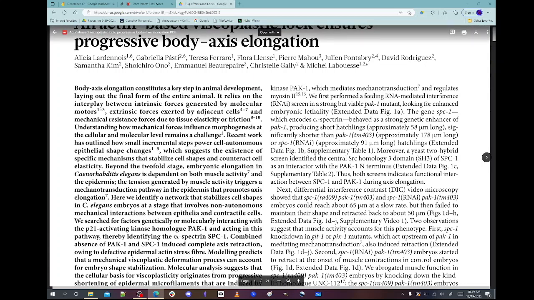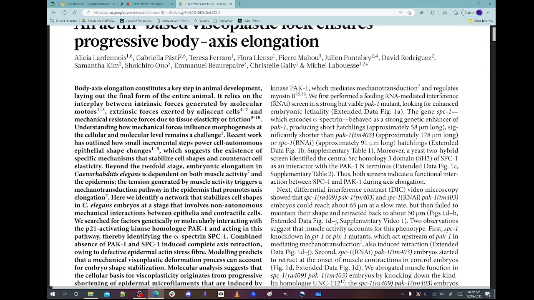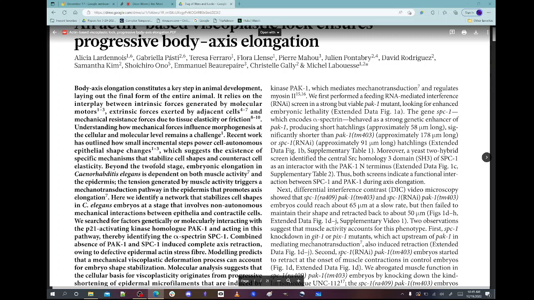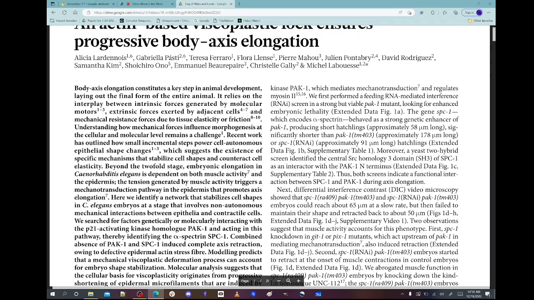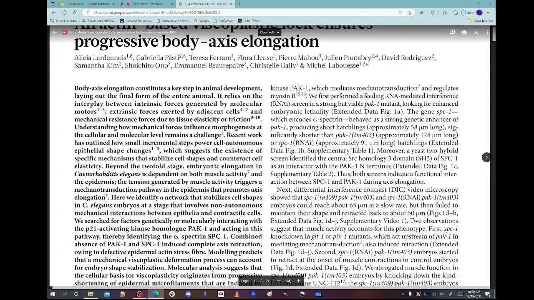Here we identify a network that stabilizes cell shapes in C. elegans embryos at a stage that involves non-autonomous mechanical interactions between epithelial and contractile cells. We search for factors genetically or molecularly interacting with the P21 activating kinase homolog PAK1 and acting in this pathway, thereby identifying the alpha spectrin SPC1. And this is a lot of molecular biology here. Combined absence of PAK1 and SPC1 induced complete axis retraction owing to defective epidermal actin stress fibers.